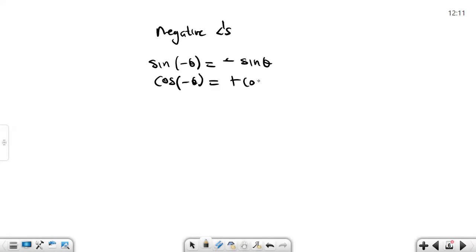Okay, when you talk about negative angles: sine negative theta. This negative theta is in the fourth quadrant, where sine is negative. Cos negative theta, that's where only cos is positive. Tan negative theta is negative tan theta.